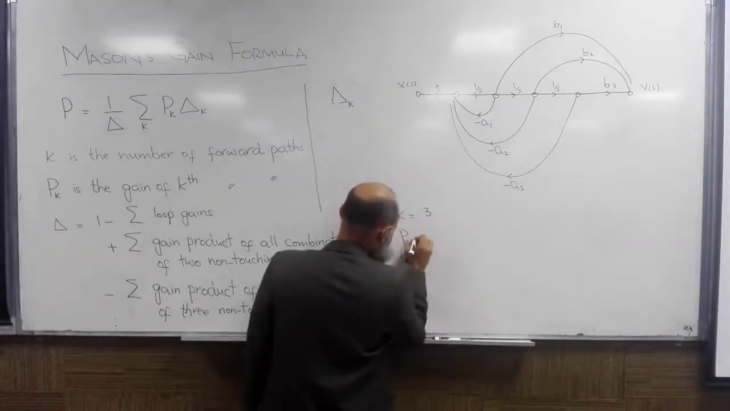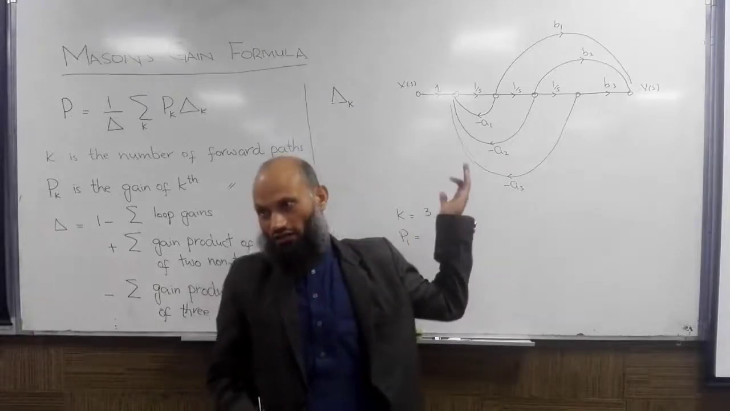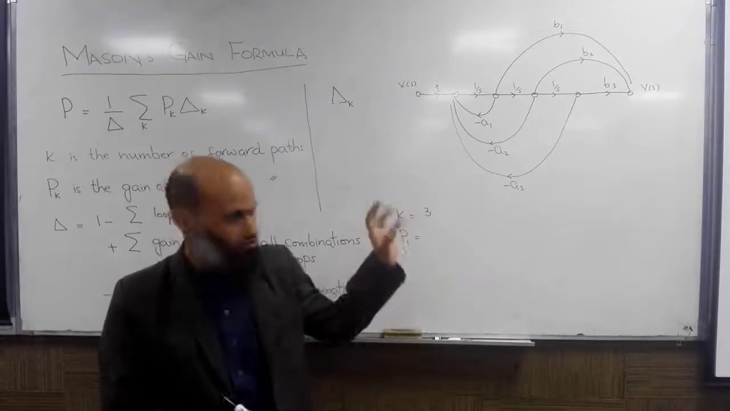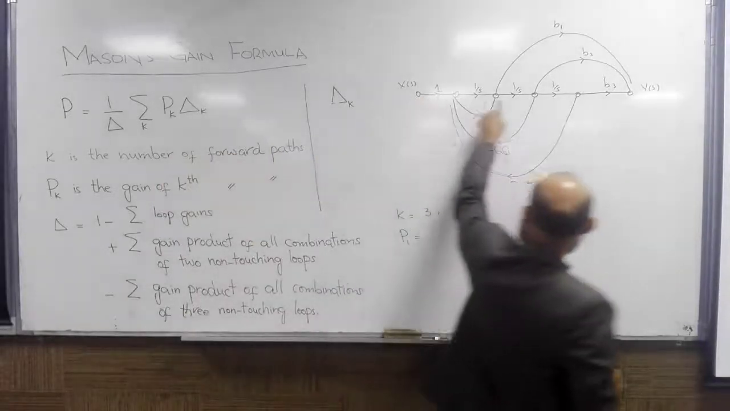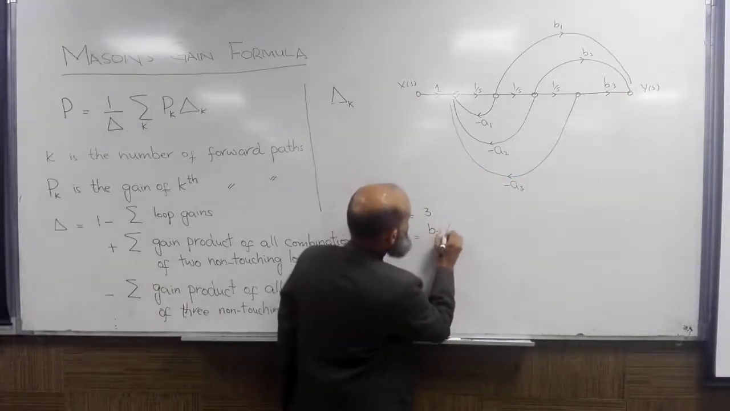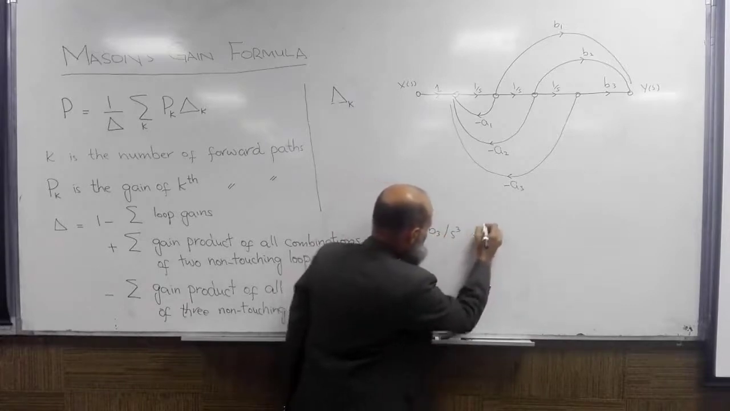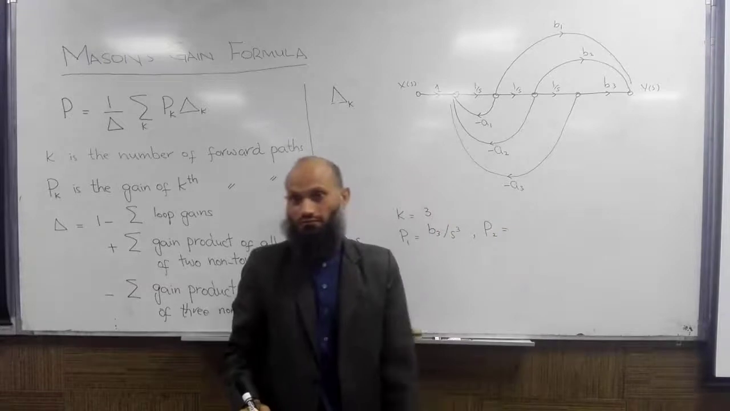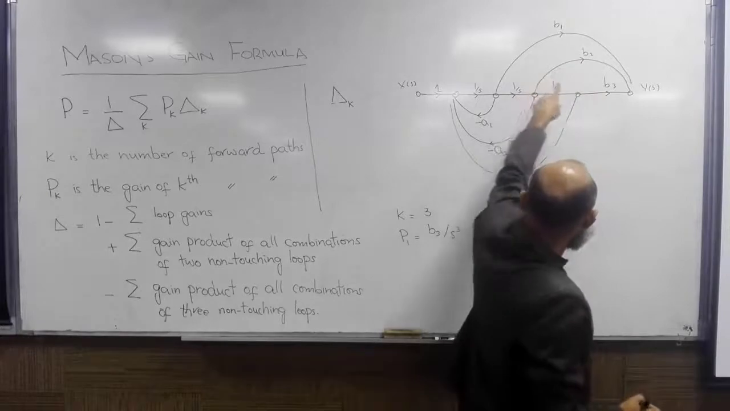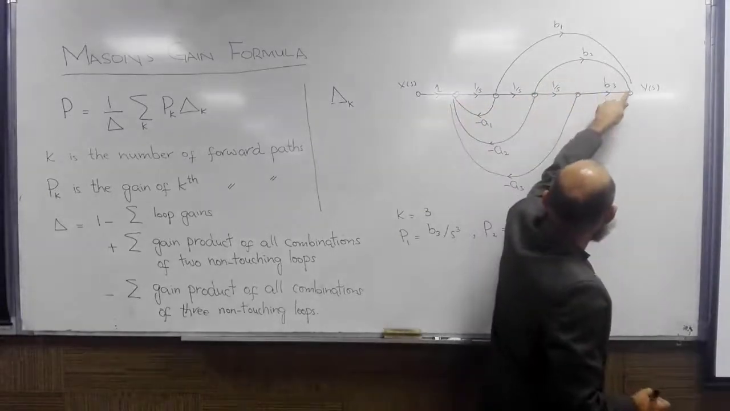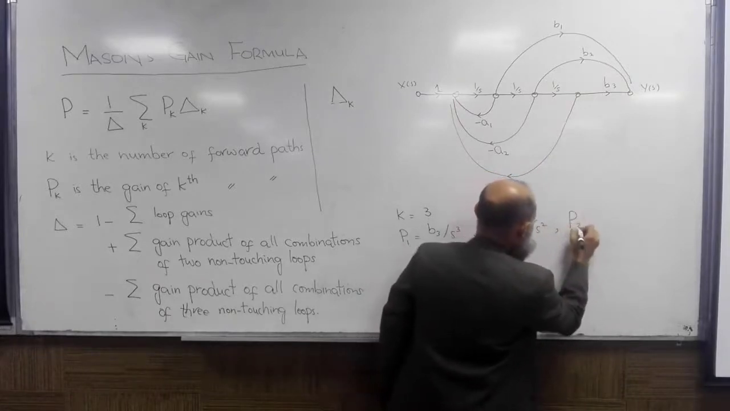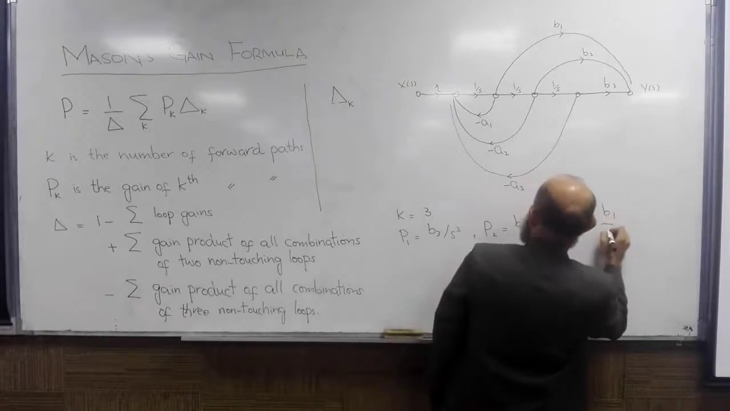What is gain of first? This first, second, third, you can call anyone first, anyone second, and anyone third. But once you name it, then you should stick with that name. What is gain of this first forward path? B3 over S cube. What is P2? Gain of second forward path. You can give any name, but we have called this one as the second forward path. So B2 over S squared. And then P3 is B1 over S.